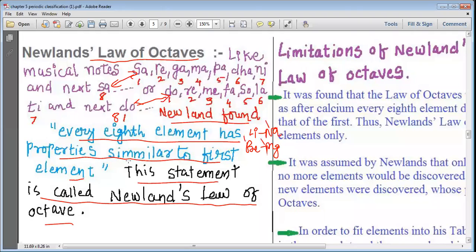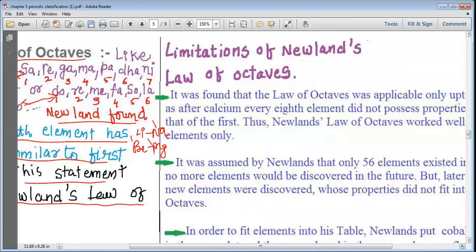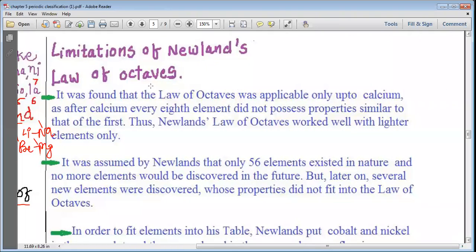Which is the statement called Newland's law of octave? Every eighth element has the properties similar to the first element. This is what is known as Newland's law of octave. So Newland arranged all these elements and gave the Newland's law of octave. What were the limitations of Newland's law of octave?